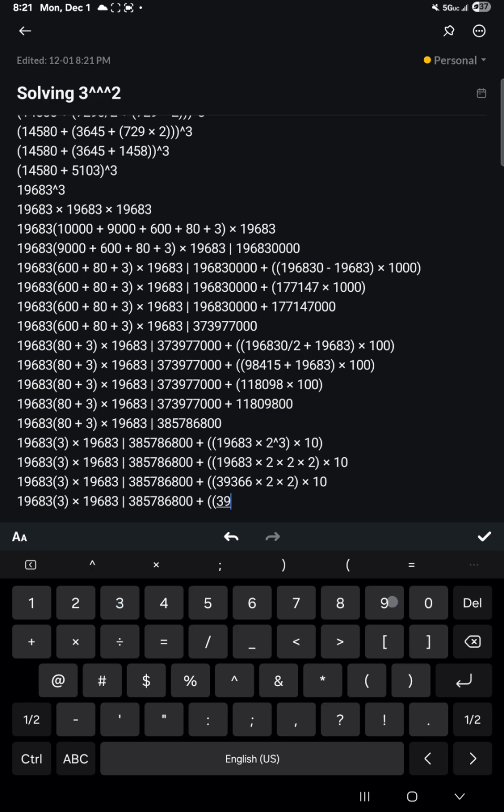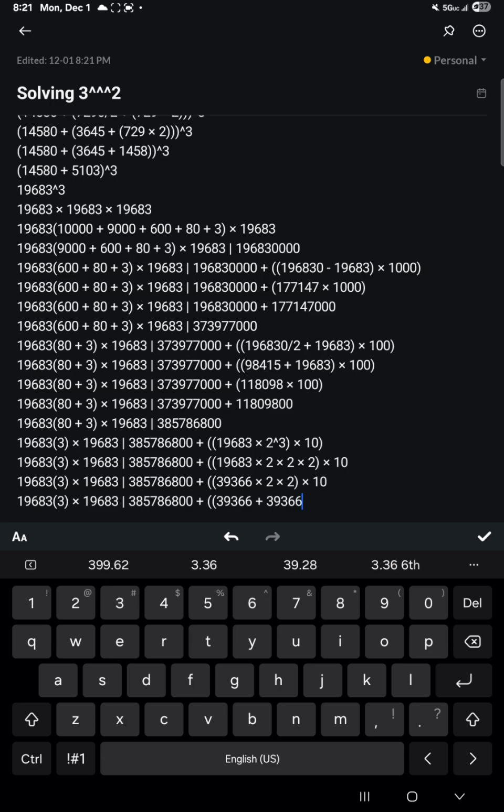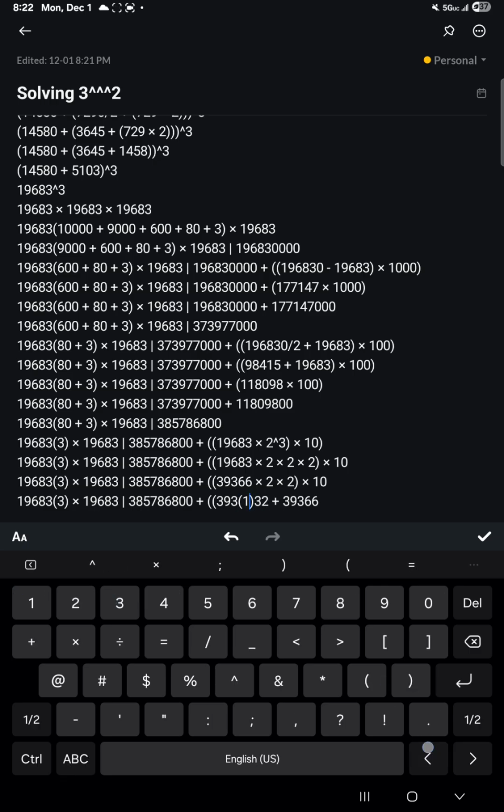Alright, so let's use the same thing. 66 plus 66, 132. Carry the 1 here. 3 plus 3 is 6. Add the 1 and you get 7. 39 plus 39, that's just 78.